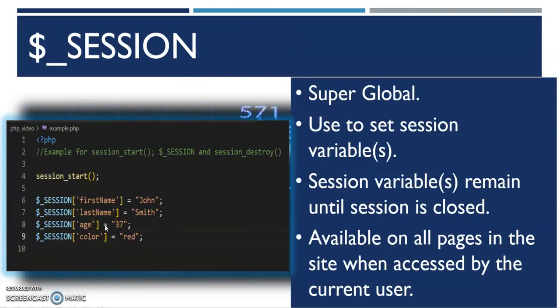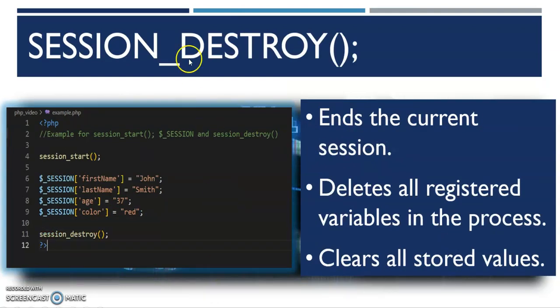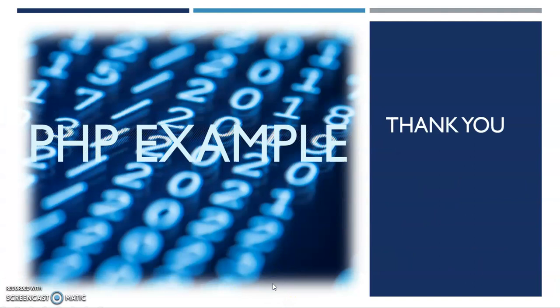They are super global, and they're set to remain until the session is closed, and they are available on all pages in the site when accessed by the current user. So for instance, my variable is first name, the value is John, variable is last name, value is Smith, and age 37, and color red. Then session destroy. What session destroy does is it ends the current session. It deletes all the registered variables in the process and clears all the stored values, but it does not delete the session ID.